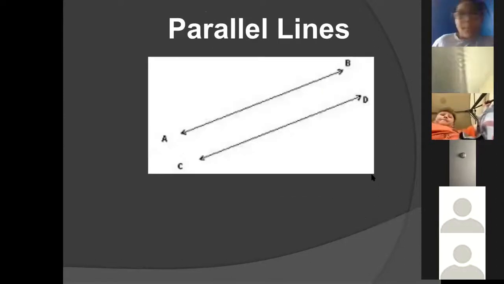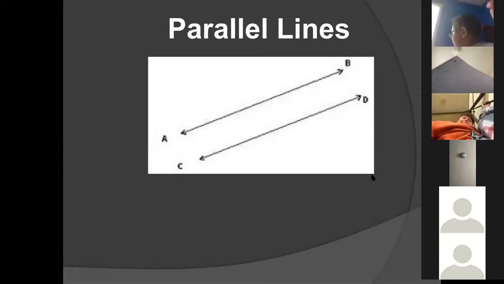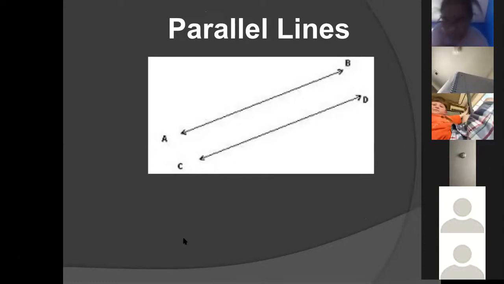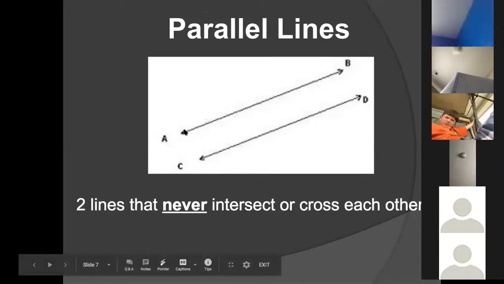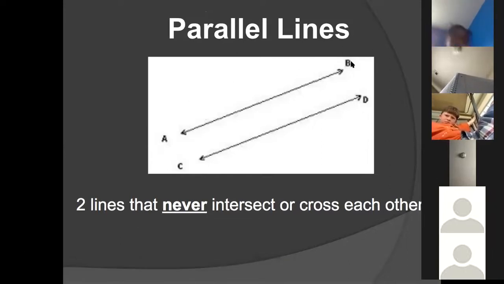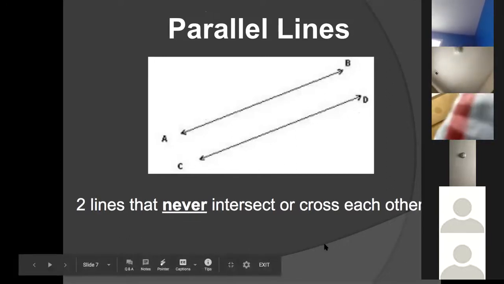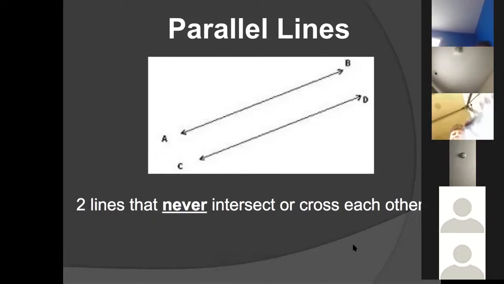All right? Parallel lines are lines that never come together. They never intersect, or they never cross. If you were going to name these lines, you would say line AB. Those are the two letters on either end of this line. And line CD are parallel lines, right? They're never going to come together or cross each other.